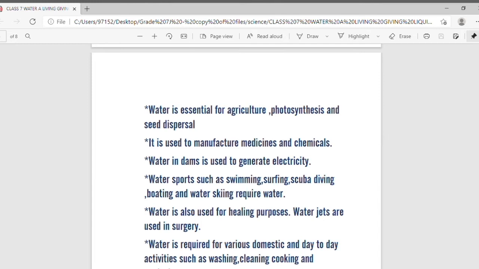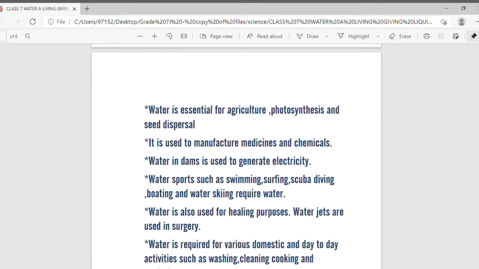And water in dams is used to generate electricity, that we have learned, right? In a younger class or if you go to senior classes also, you'll be learning these things in detail. Water sports such as swimming, surfing, scuba diving, boating, and water skiing require water. Water is also used for healing purpose. If you have pain, we will put some Ayurvedic oil and we will put hot water over there, or you will keep a hot water bag, right?